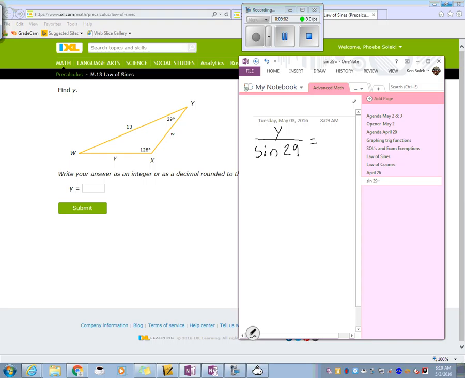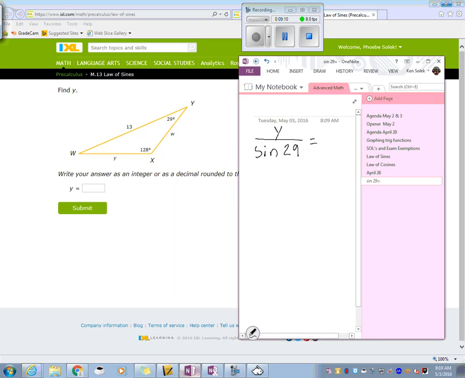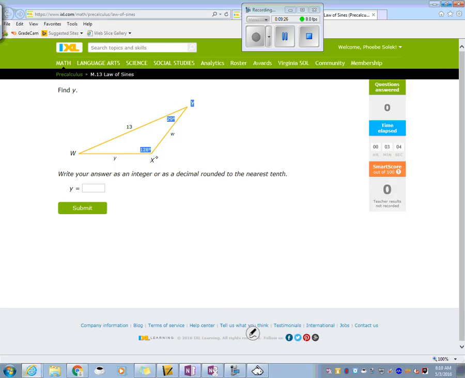So the information that we have is the 13. We're going to put the 13 on the top, and the angle opposite the 13 is the 128. So it's going to be sine of 128. In your calculator, put your mode to degrees. Why are you putting your mode to degrees? Because it's in degrees.